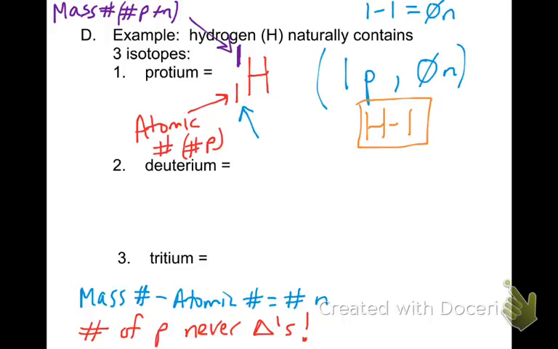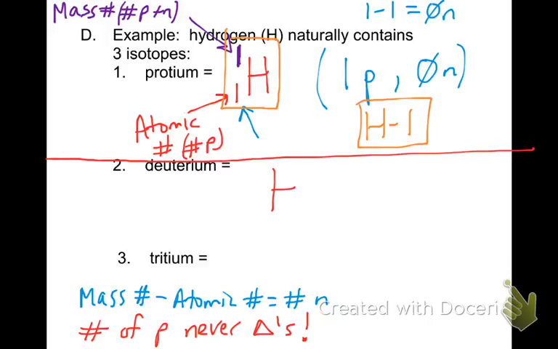Okay, so we've got 2 symbols we can use. This one here and H-1. So let's write another one for deuterium. So, deuterium. We write our atomic symbol. We write our atomic number. Remember, our atomic number never changes.